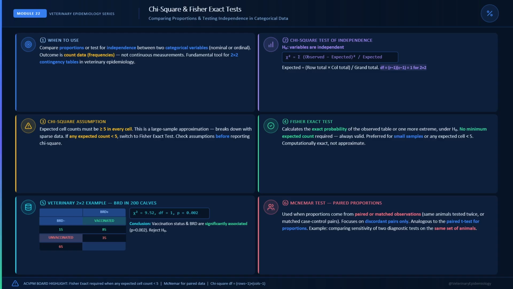And one more for the boards. When your data are paired, like the same animal tested twice, you reach for the McNemar test instead. So Fisher for small cell counts, McNemar for paired data. Lock those 2 in, and you're in great shape.